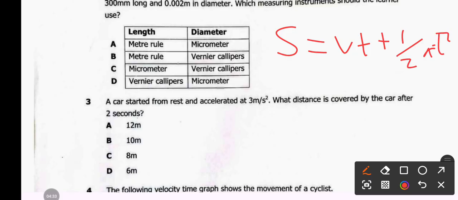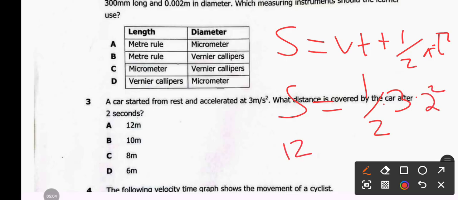In this case, since they have mentioned that the car started from rest, meaning that u, which represents the initial velocity, is 0. So we'll say S is equal to 1 over 2 a t squared. A means acceleration. From the data given, the acceleration is 3, and t means the time. From the data given, the time is 2, so we're just going to square that. So we'll have 12 over 2, which is 6 meters. So this corresponds to option C.